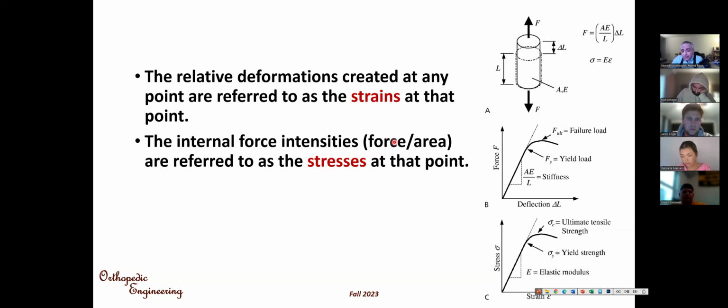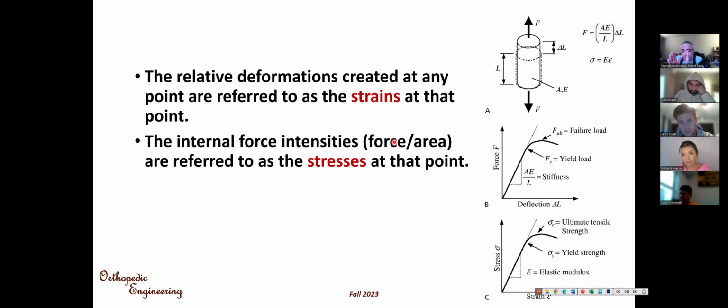And when this stress is applied to an object, the object changes. And the amount of change or deformation created by this stress at any point is referred to as a strain. The accurate definition of a strain is the amount of deformation divided by the original length before deformation.